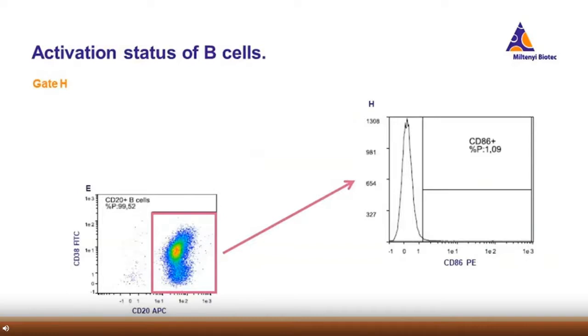You see that these isolated cells are not activated, just around 1% of the cells are CD86 positive. That is why we also analyze MHC2 on top, because sometimes it gives you more information when you stain for both of the markers. So this is our general B cell analysis panel that we use in the lab at Miltenyi.